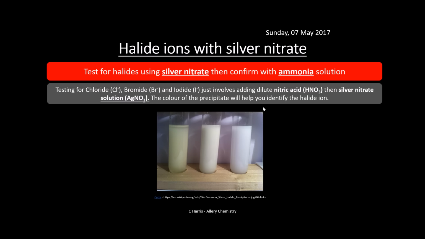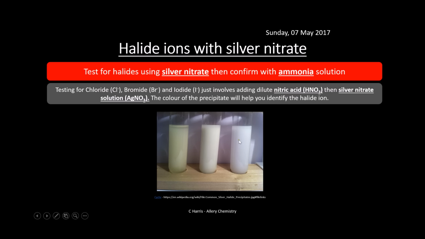Okay, so this is how we do it. We test for chlorides, bromides, and iodides. All we do is we add nitric acid first, dilute nitric acid, then we add silver nitrate solution, AgNO₃. The colour of the precipitate will help you identify the halide ion. I'll come on to the nitric acid a little bit later as to why we add that.